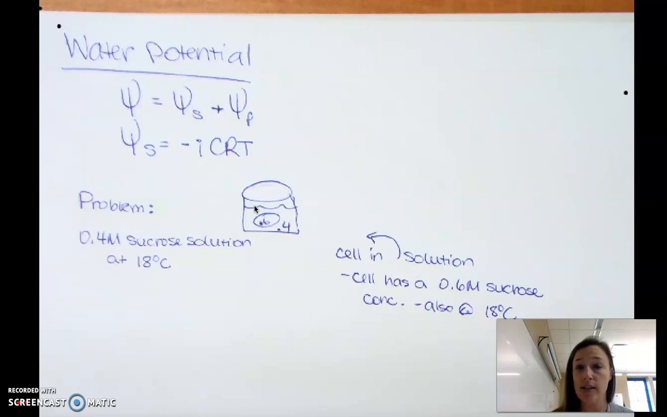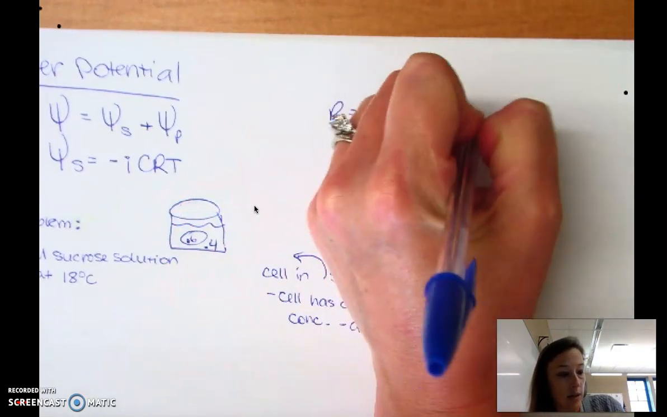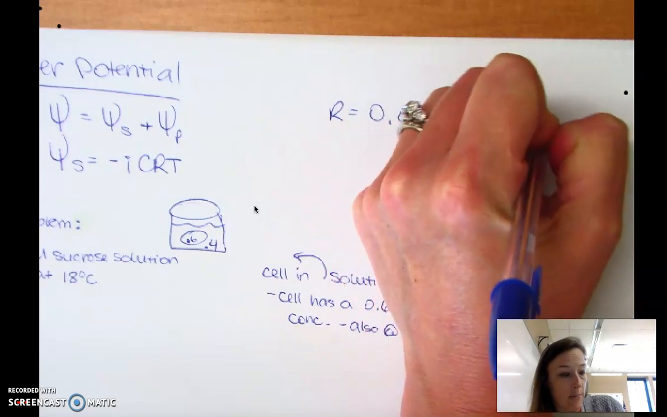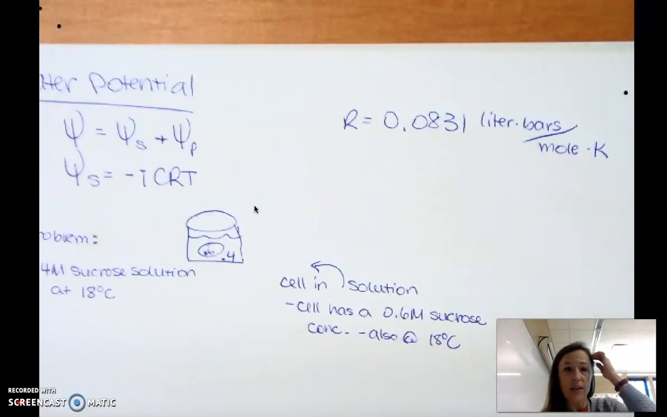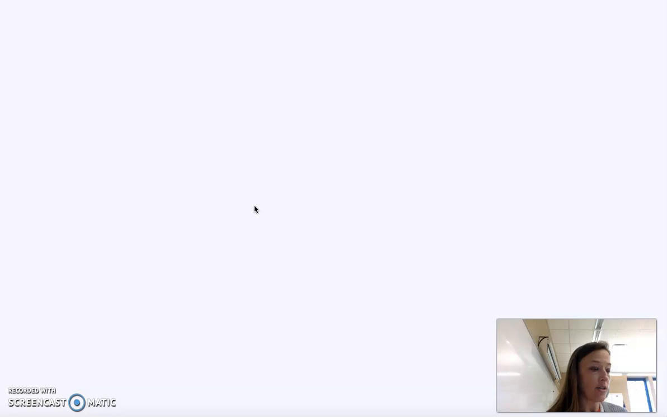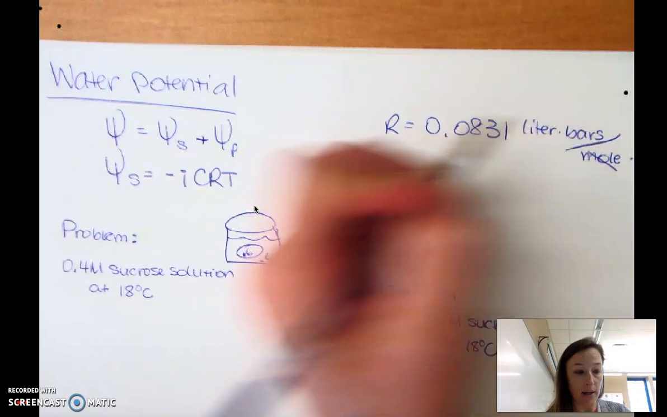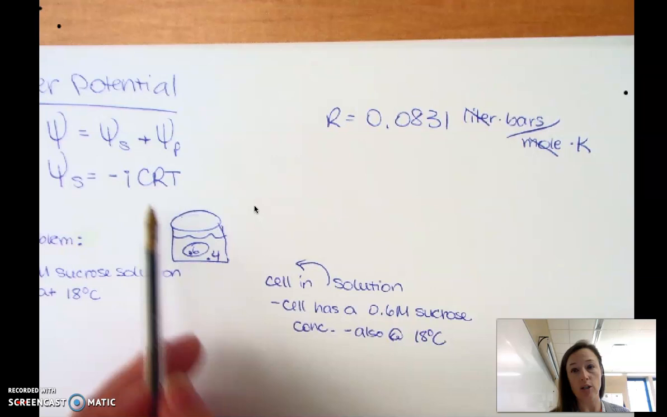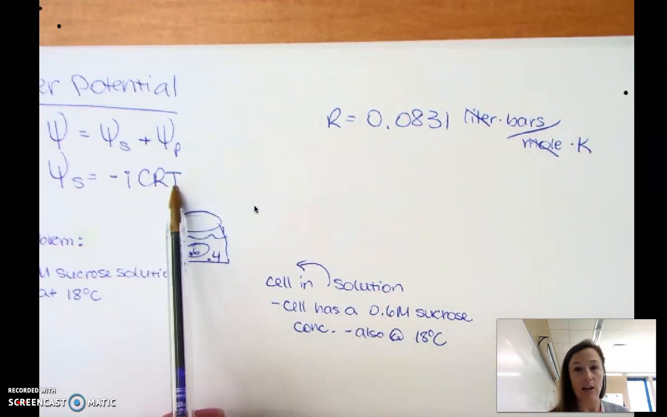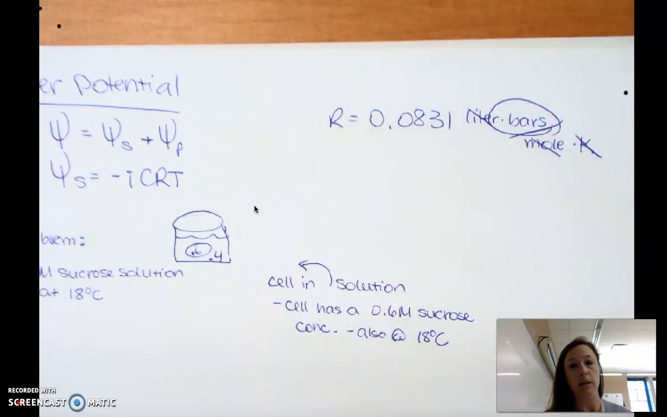C is concentration. That's going to be in molarity. R is a constant, and R is 0.0831 liter bars per mole Kelvin. Okay? And then your temperature is in Kelvin. So concentration is going to be in molarity, which is moles per liter. So moles on top and moles on bottom are going to cancel. Liter on top here and liter on the bottom for concentration are going to cancel. And then your temperature is Kelvin, and so that would technically be on top, and this Kelvin's on the bottom. And so your unit is going to be bars.